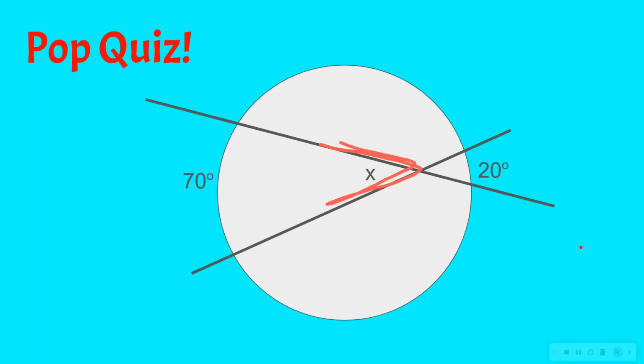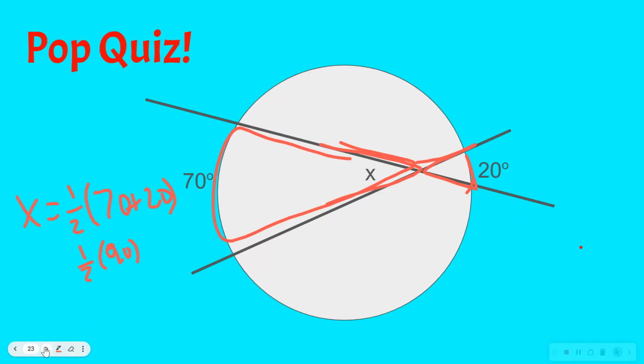Again, the angle, x, equals 1/2, and then the arc it intercepts, and then the arc its vertical angle intercepts. So 70 plus 20. Order of operations, 70 plus 20 is 90. Half of 90 is 45.